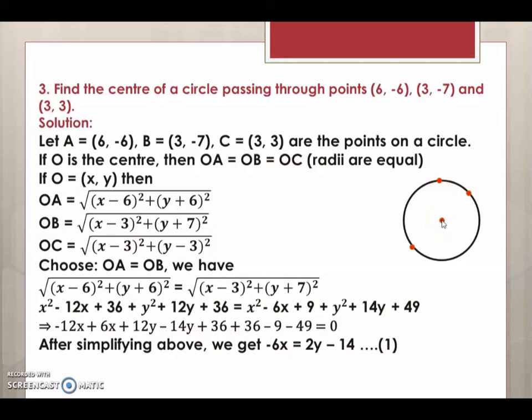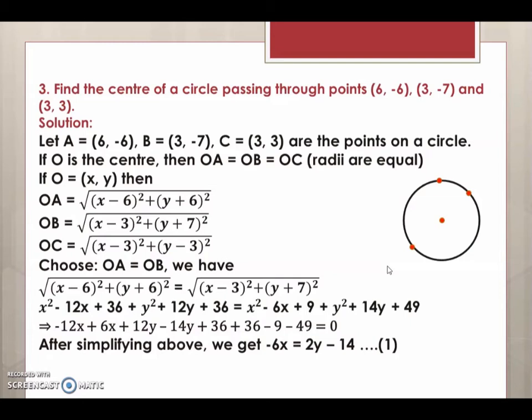Now how can we find the center? We know that if these 3 points are lying on the circumference, then the distance between the center point and all these 3 points must be equal because they are all radii of the same circle. So if I take these 3 points as A, B and C, that is A is (6, -6), B is (3, -7) and C is (3, 3), then the distances OA, OB and OC are all going to be the same because they form radii. That is what we will be using here.